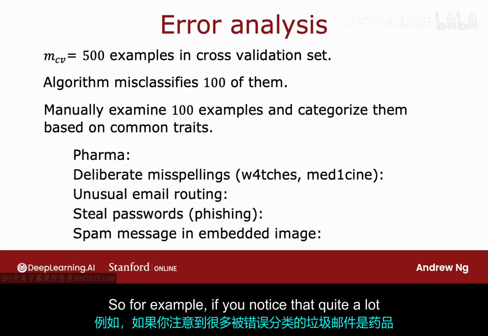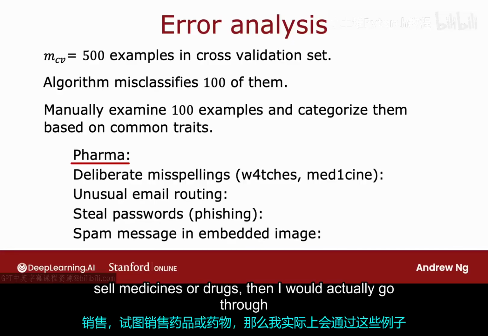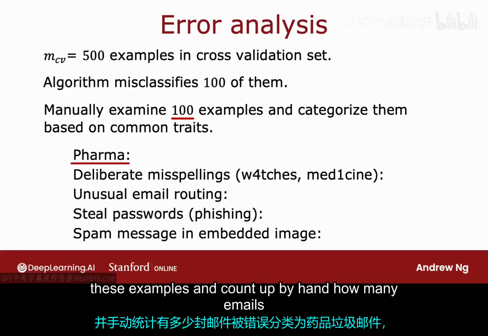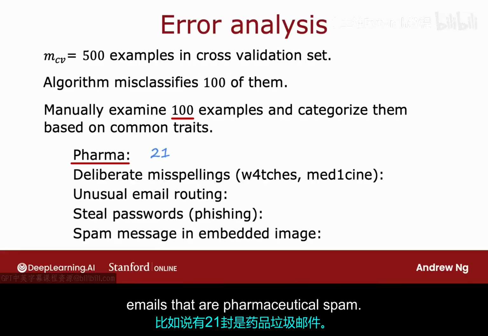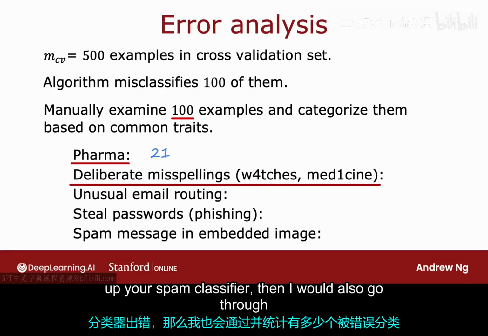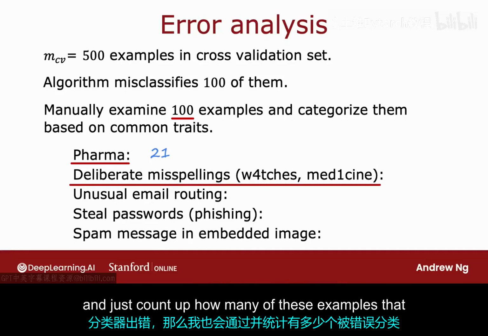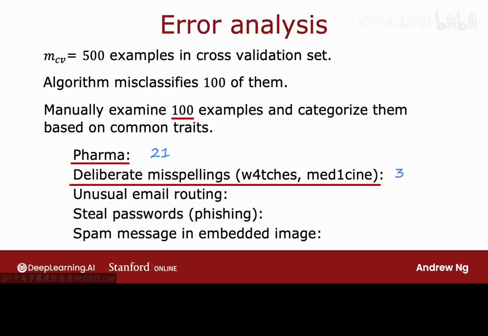So for example, if you notice that quite a lot of the misclassified spam emails are pharmaceutical sales, trying to sell medicines or drugs, then I would actually go through these examples and count up by hand how many emails it misclassified are pharmaceutical spam, and say there are 21 emails that are pharmaceutical spam. Or if you suspect that deliberate misspellings may be tripping up your spam classifier, then I would also go through and just count up how many of these examples that it misclassified had a deliberate misspelling. Let's say I find 3 out of 100.